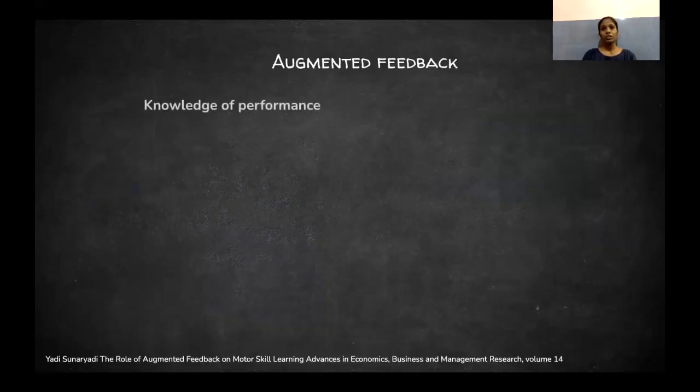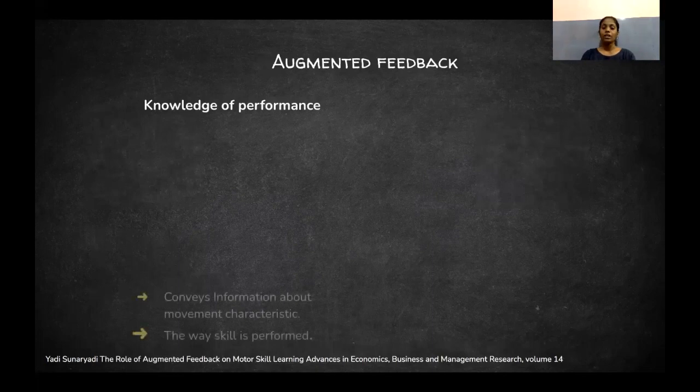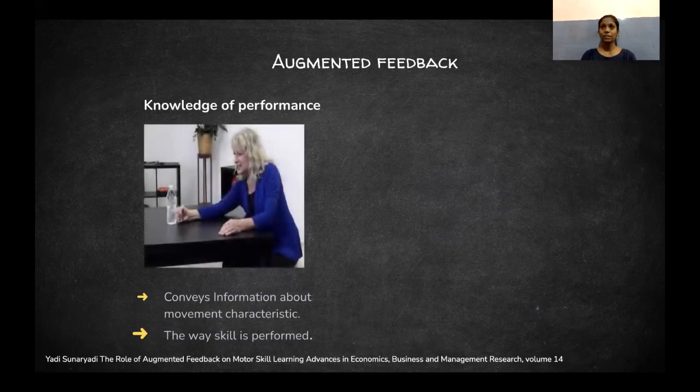Let's discuss what knowledge of performance is and what knowledge of result is. Starting with knowledge of performance, it conveys information about the movement characteristics, how the movement is performed. For example, in our clinical setting, we tell the patient how they should lift the bottle or how they should drink the water.